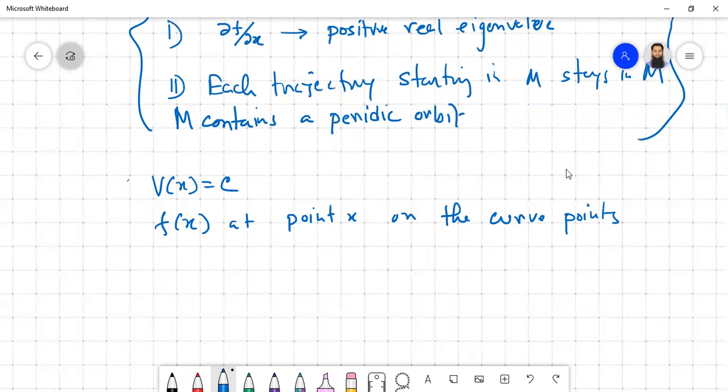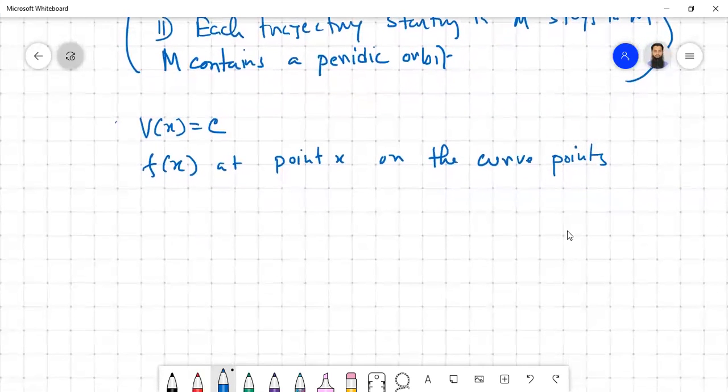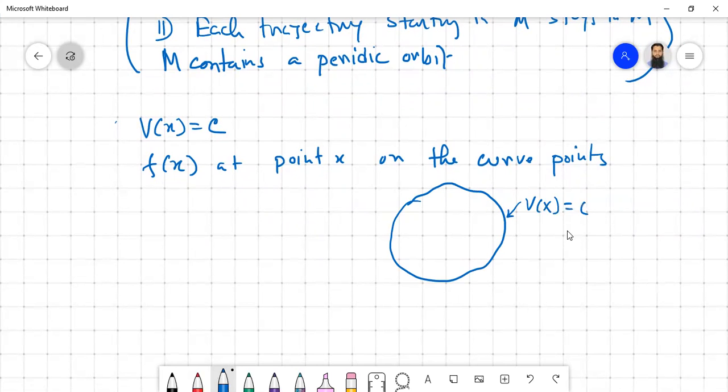And now what we should have is, say this is our curve, V(x) equal to C, and the vector field at that curve, if it is inwards, then actually you're confined in that zone. If the vector field is outwards, then actually you're diverging. Okay, so this is the scenario.